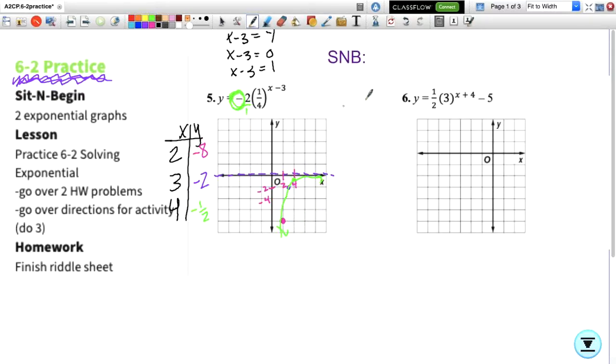Let's take a look over here. I'm going to make an XY chart again. This one's a little bit more involved. I notice I have a -5, so my asymptote's going to be shifted down 5. So 1, 2, 3, 4, 5.